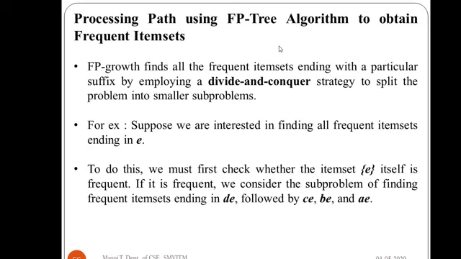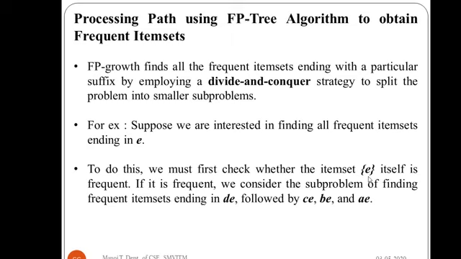So FP growth finds all the frequent item sets ending with a particular suffix, whatever suffix it may be, E, D, C, B, A, employing a divide and conquer strategy to split the problem into smaller subproblems. Suppose we are interested in finding all the frequent item sets ending in E, to do this we must first check whether the item set E itself is frequent.